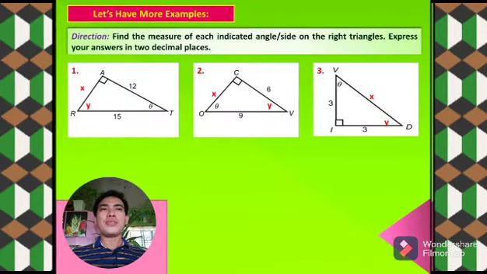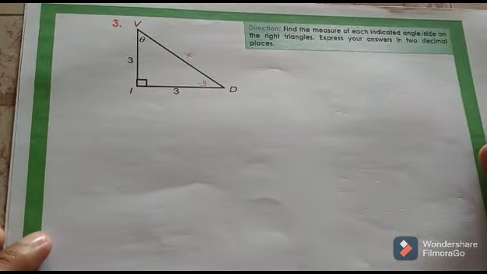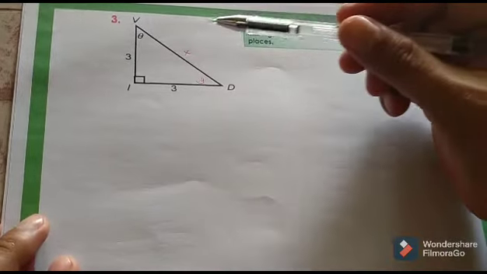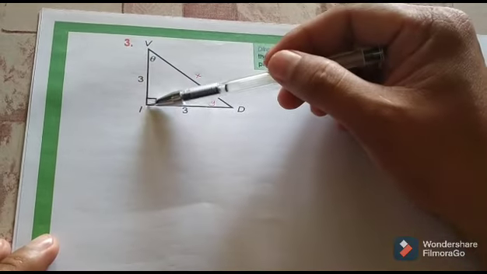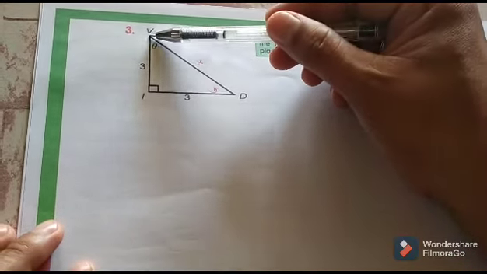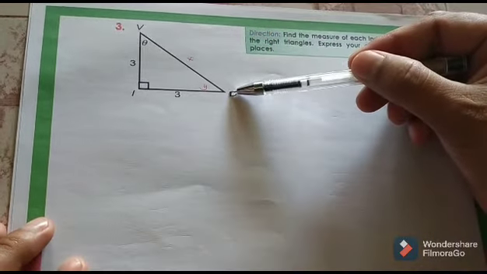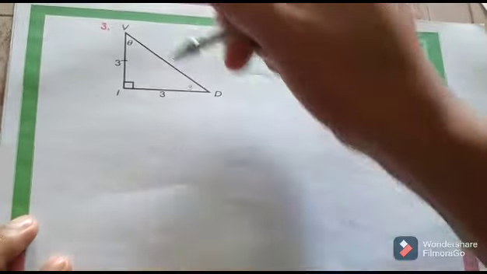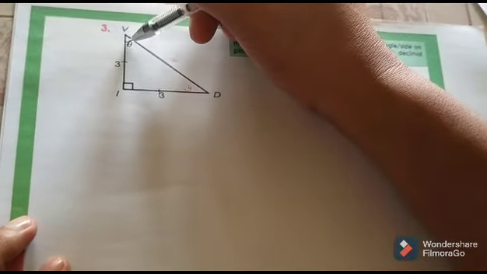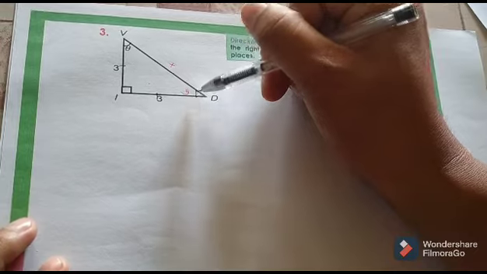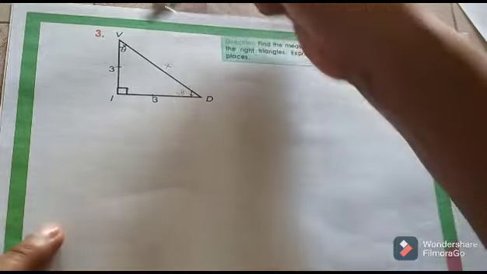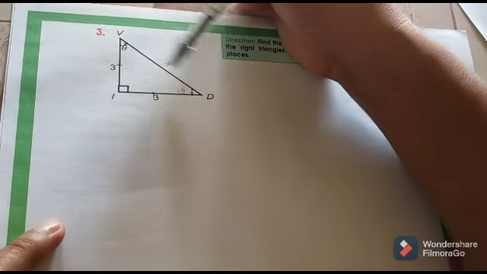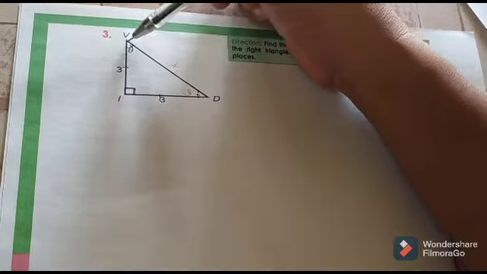Let's have number 3, still on the screen. Let us now proceed with our problem number 3. This is a very easy question since our triangle here has legs with side lengths 3 and also 3. Meaning they are congruent. If these two legs are congruent, our angles opposite to these two legs would be congruent. Remember, this is a right angle, so 90 degrees in measure. So these two are congruent and they are complementary. So what's the measure of this angle therefore?